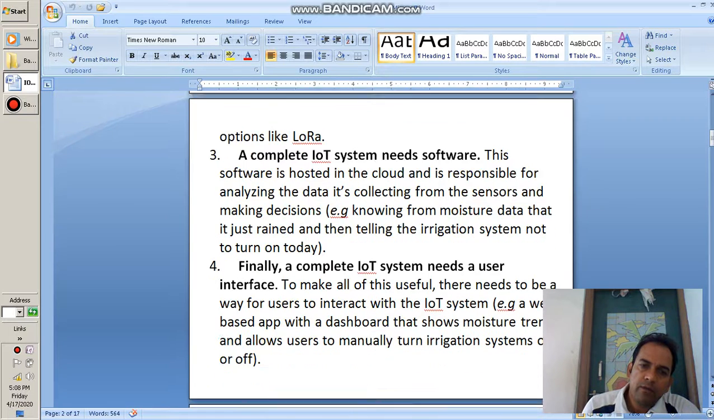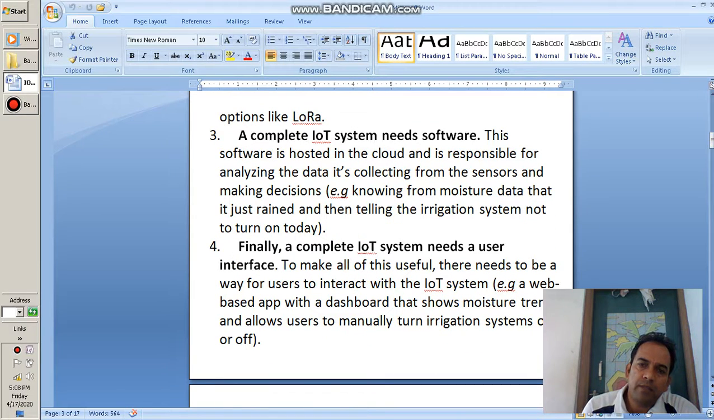Fourth one is finally, a complete IoT system needs a user interface. To make all of this useful, there needs to be a way for users to interact with the IoT system. Example, a web-based app with a dashboard that shows moisture trends and also allows the user to manually turn the irrigation system on.